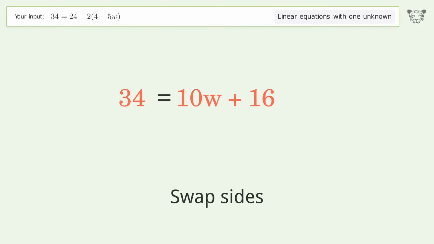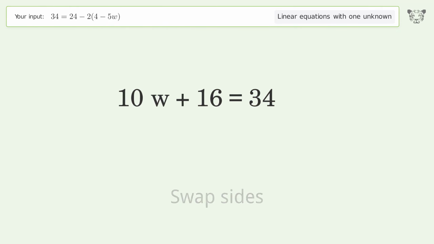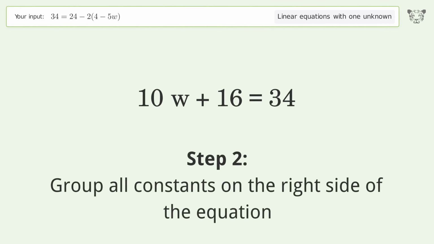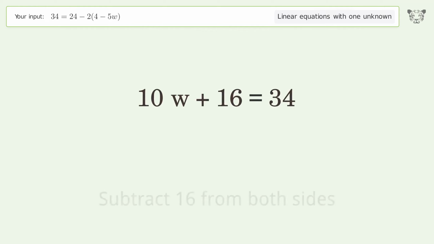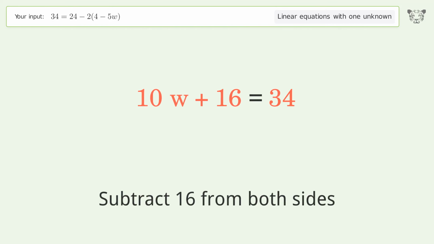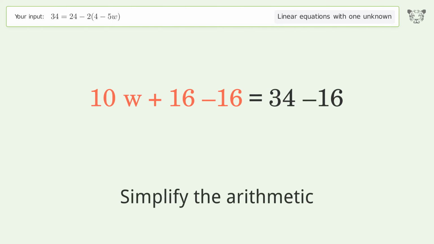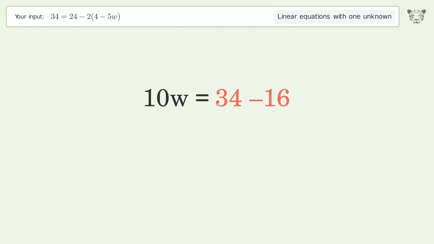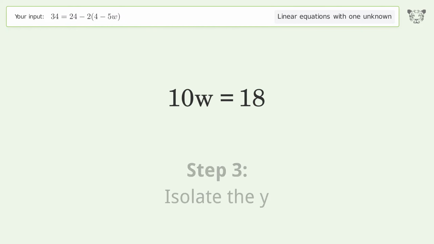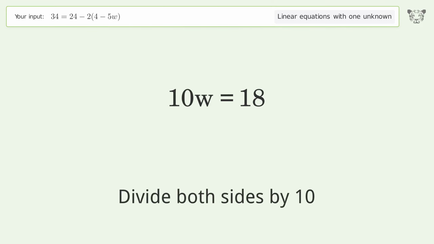Swap sides. Group all constants on the right side of the equation. Subtract 16 from both sides. Simplify the arithmetic. Isolate the y. Divide both sides by 10.